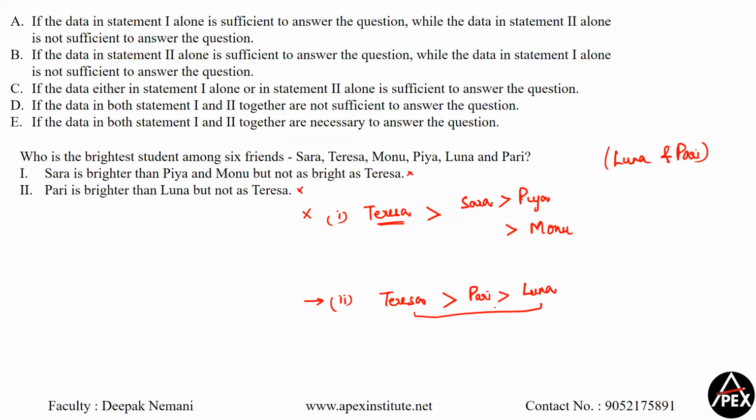Now if I combine these two, I can say Teresa is brighter than these three, and Teresa is brighter than Pari and Luna as well. The brightest should be brighter than the remaining 5 people, isn't it? And we have Teresa brighter than all these 5 people. So do we have a definite answer for this? Yes. Can you determine who is the brightest student? Yes, the answer is Teresa.